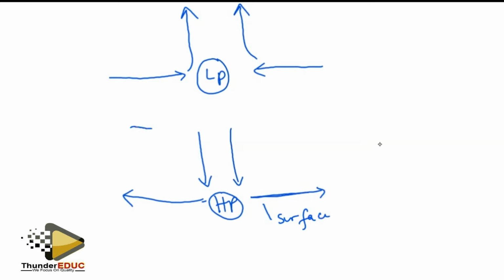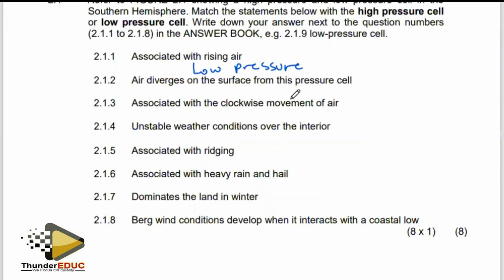Because in high pressure cells in the upper atmosphere, air converges. You see, it is converging here, and after converging, it is able to subside, or it is able to descend, forming a high pressure cell. Then eventually it diverges out on the surface. So which means if we go back to our options, 2.1.2, it will be a high pressure.